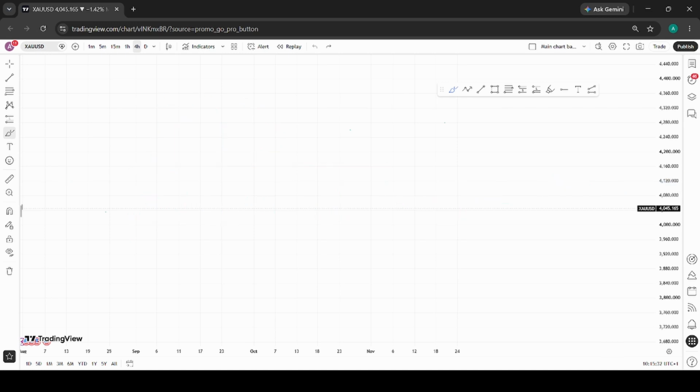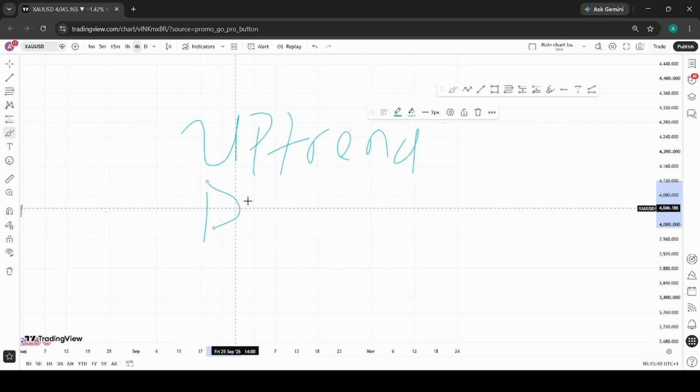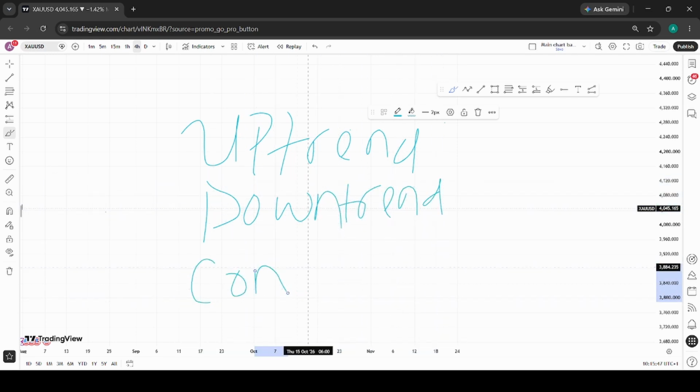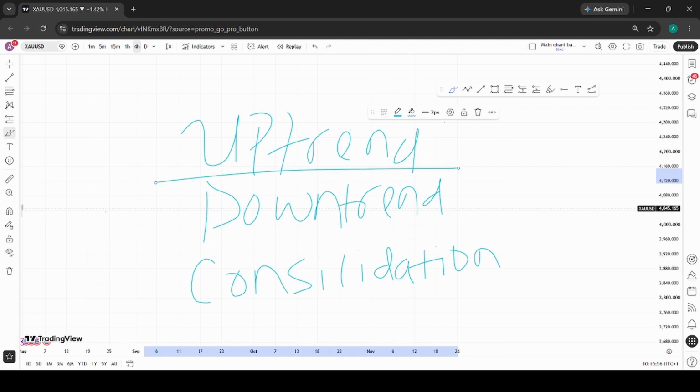Then I went on to tell you the types of market structure, and I said that we have uptrend, we have downtrend, and we have consolidation. These are the three types of market structure.